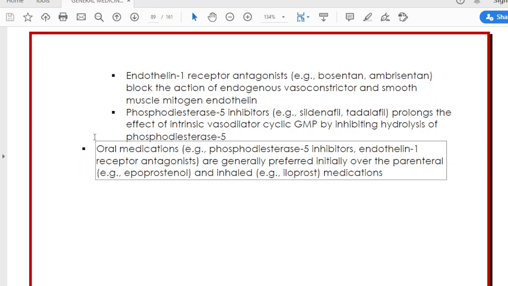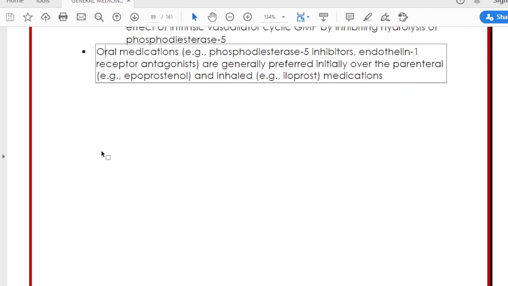Oral medications, example phosphodiesterase 5 inhibitors, endothelin 1 receptor antagonists, are generally preferred initially over the parenteral, example epoprostenol, and inhaled, example iloprost, medications.